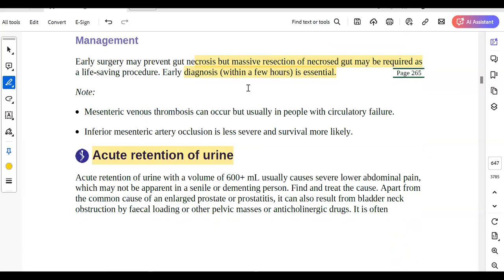No, you don't need to go for laparoscopy. You can't, because the problem is that you need to save the gut. You need to remove that emboli. But at some point, maybe people will be able to do a laparoscopic removal, but at the moment, not yet.